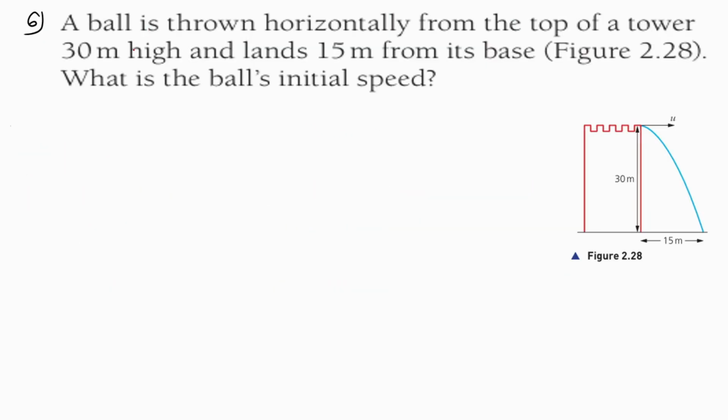Now, question number 6 says a ball is thrown horizontally from the top of a tower of 30-meter height. This figure shows the 30-meter tower, and the ball lands 50 meters from the base. They also mention the horizontal distance, 15 meters. What is the ball's initial speed? So try to figure out the possible answer.